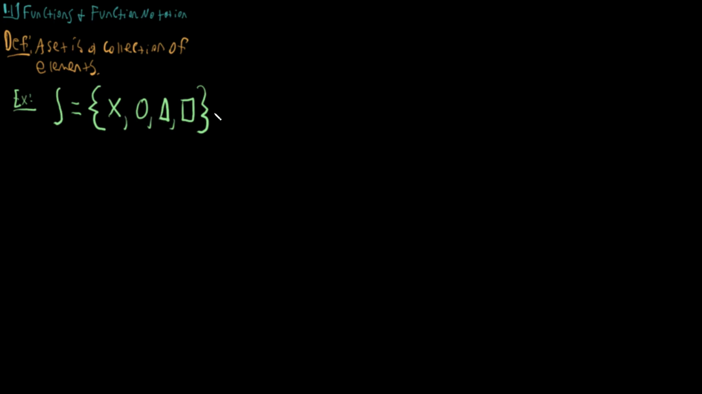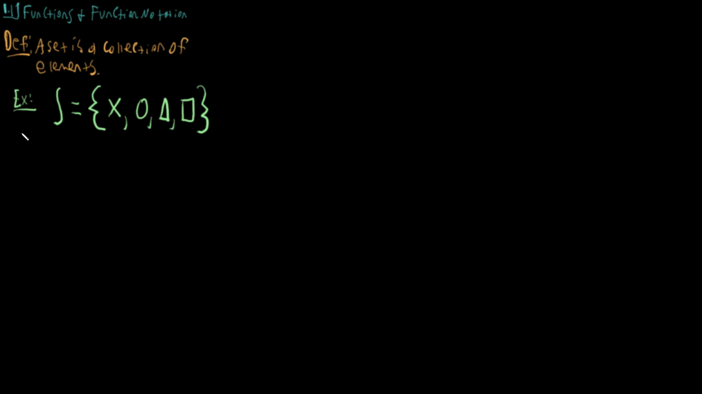As you look at this, you'll notice that X, circle, triangle, and square are all called elements. These things here are called braces, and anything inside of a brace is a set. It has some stuff in it. That's what a set is. I don't need to belabor the point any further.